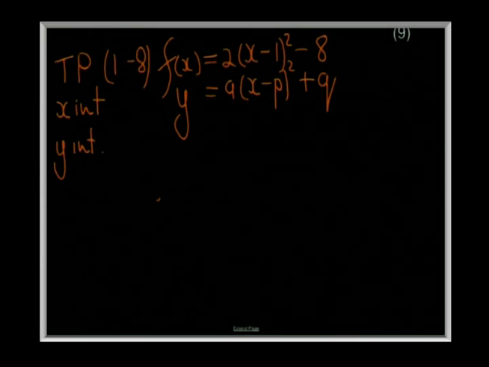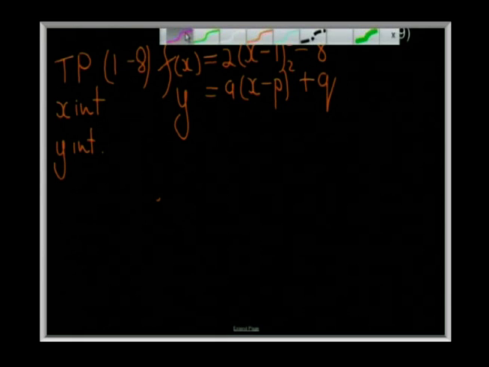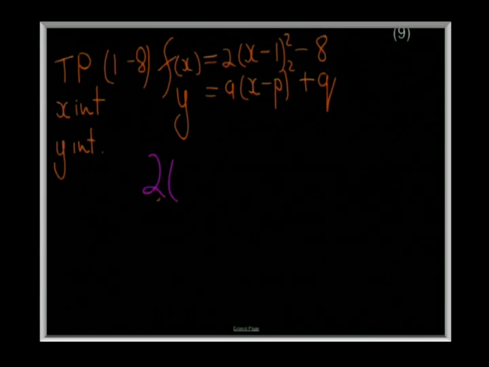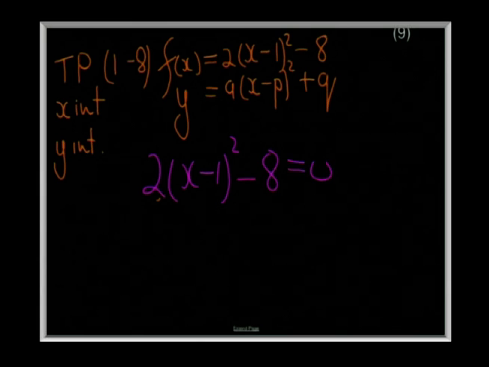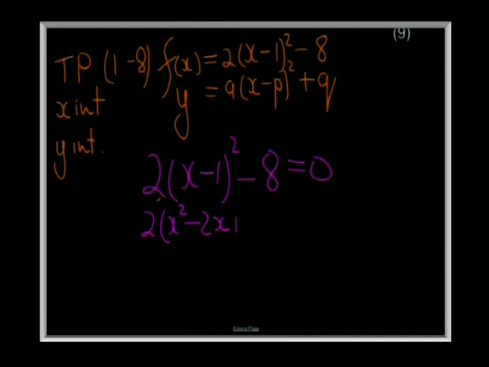Now, let's get on with the business of the x-intercepts. Remember, for any function, for the x-intercepts, we make y equal to 0. So I'm going to say 2(x minus 1) squared minus 8 is equal to 0. And now I am just going to solve this equation. So if you want to, do it in steps rather. Multiplying out the brackets gives me x squared minus 2x plus 1, minus 8.